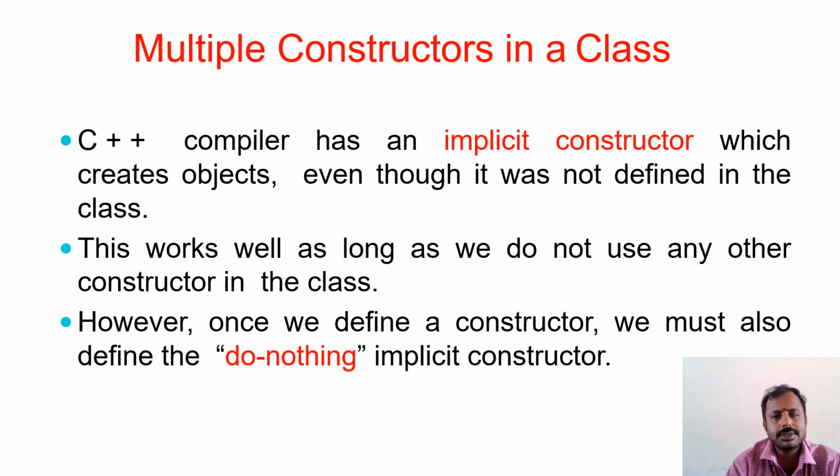A C++ compiler has an implicit constructor which creates an object even though it's not defined in the class. So we know what an implicit constructor is, what a default constructor is. Whether we create a constructor or not, while we compile the program, it will automatically create a constructor. That is what is called the default constructor. It will be called implicitly.